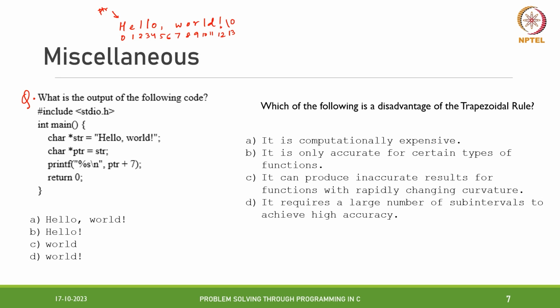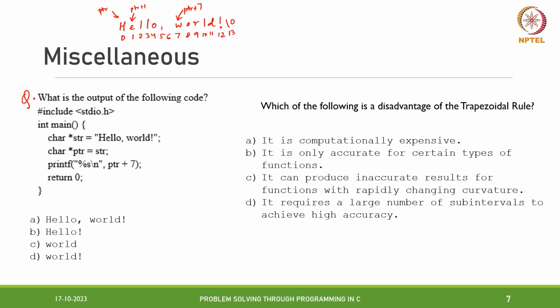All right. Now, when I'm saying PTR plus 7, what does that mean? This is PTR plus 1. This is PTR plus 2, PTR plus 3, PTR plus 4. So PTR plus 7 is this, right? This is PTR plus 7. And percentage S, basically I'm saying that we will start printing at PTR plus 7. So PTR plus 7 is W. So we'll start printing from W.